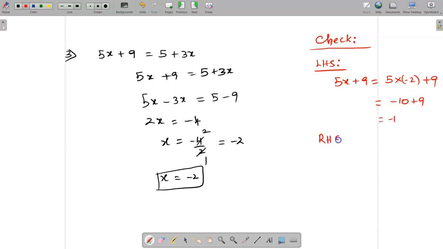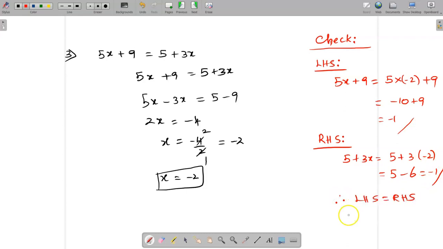And what about the right hand side? Right hand side, it is 5 plus 3x. So 5 plus 3x is nothing but 5 plus 3 into minus 2. So it is 5, 3 into minus 2 is minus 6, we have minus 1. So both your left hand side and right hand side are equal. Therefore, LHS is equal to RHS, and we can say that it is verified.